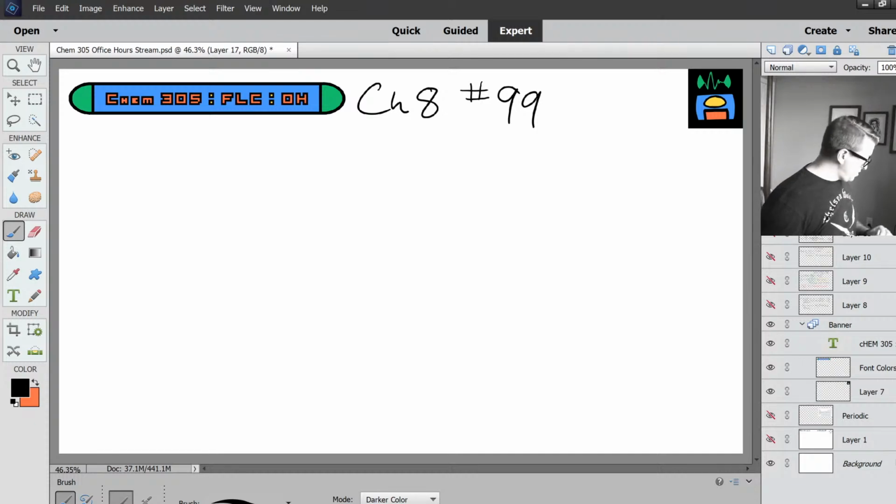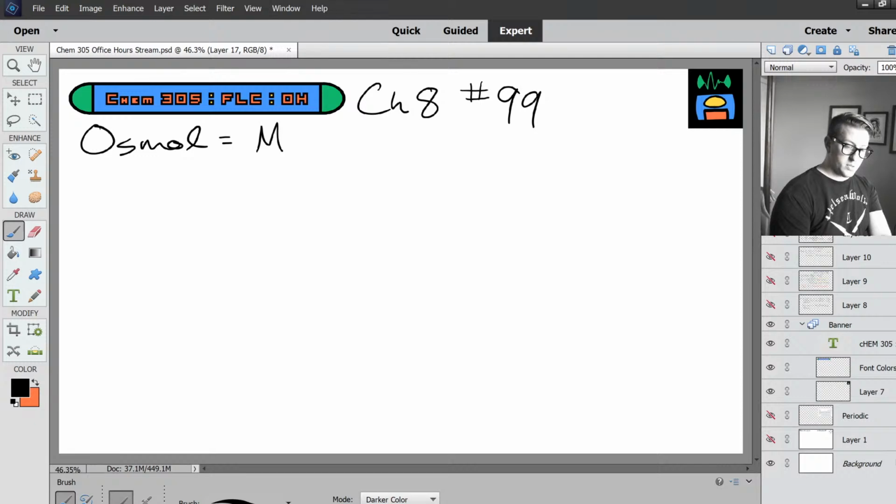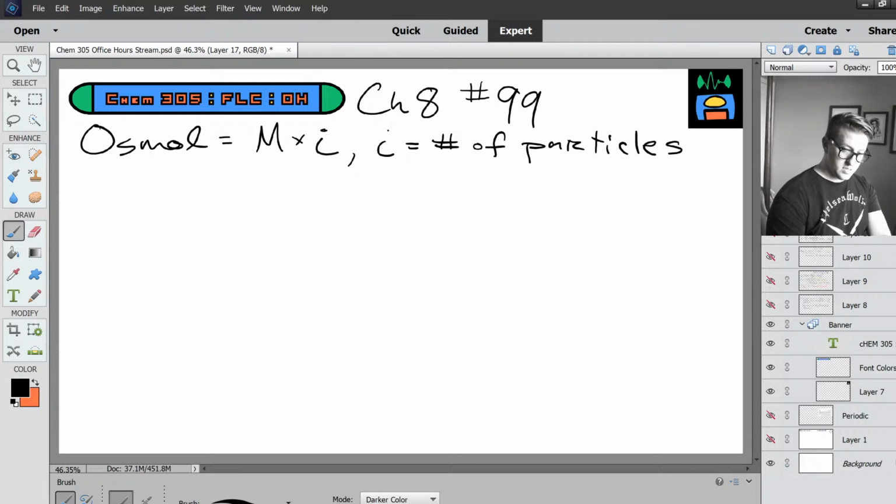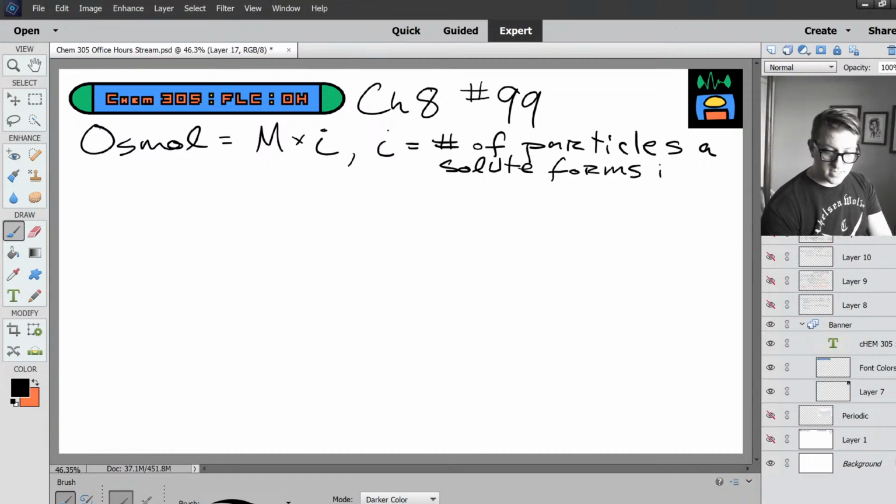All right, so number 99, we're finding the osmolarity. And remember, osmolarity equals the molarity of a solution times i, where i is the number of particles a solute forms in solution.